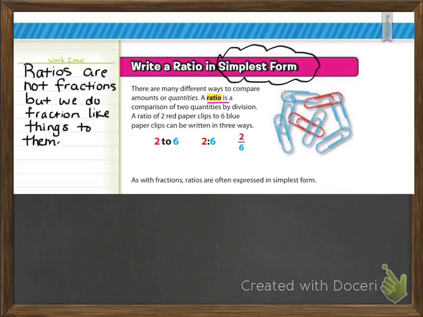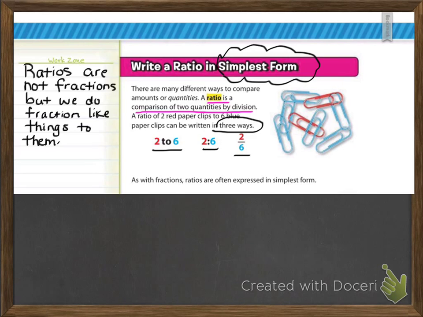A ratio is a comparison of two quantities by division. A ratio of 2 red paper clips to 6 blue paper clips can be written in 3 ways. So some of your test questions are going to ask you to write it in 3 ways. Some of your book questions are going to say write it in 3 different ways. They're not asking for 3 different ratios. They're telling you that they want you to express it like this, 2 to 6, like this with 2:6, and like this 2 with the fraction bar and 6.